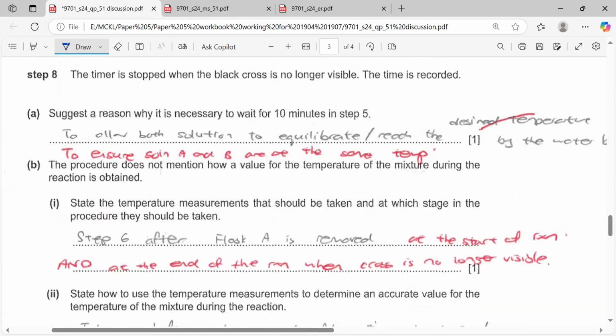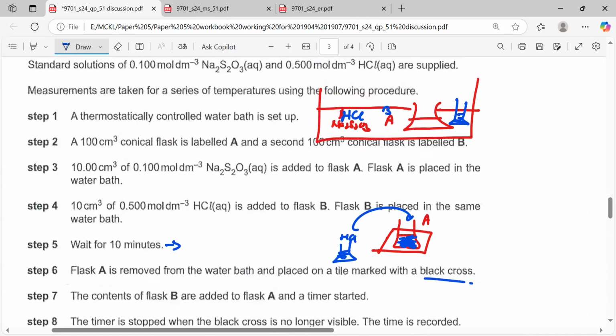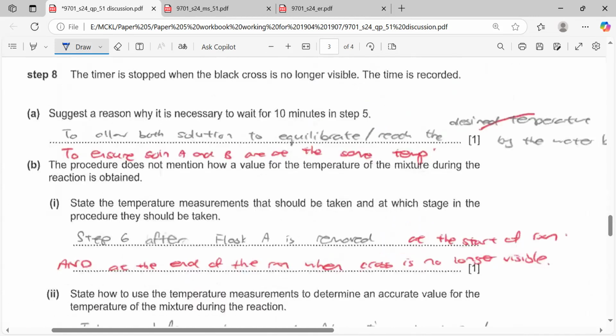The procedure does not mention how a value of the temperature of the mixture during the reaction is obtained. State the temperature measurements that should be taken and at which stage in the procedure they should be taken. So now we don't know what temperature, and they did not tell us at a particular step where we should measure the temperature reading. If you look up here, none of the steps address when the temperature reading should be taken. So it is our question to answer when.